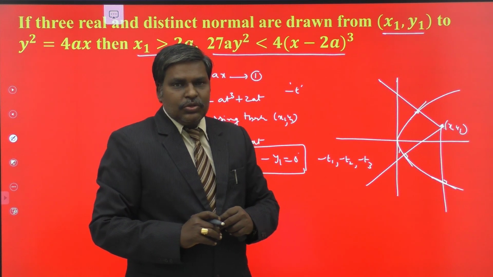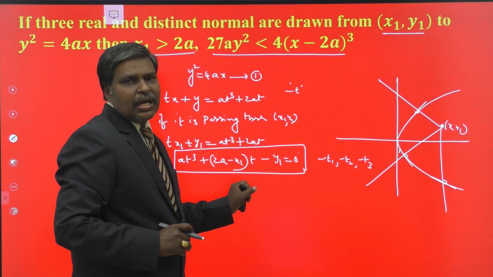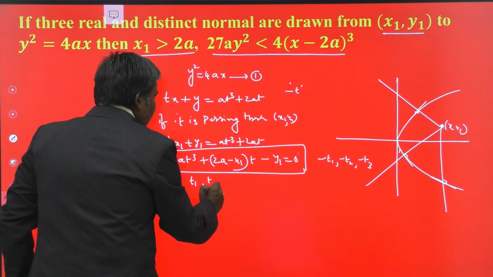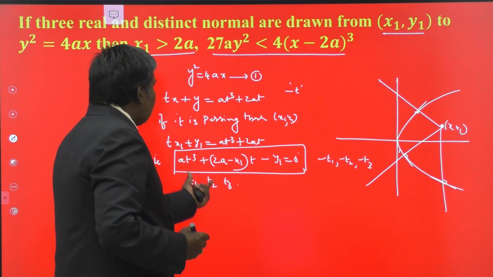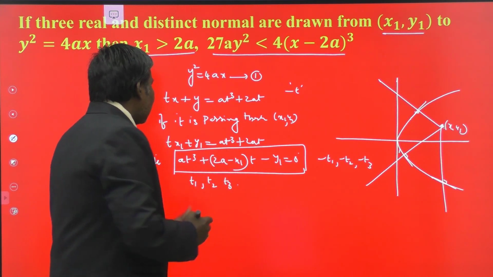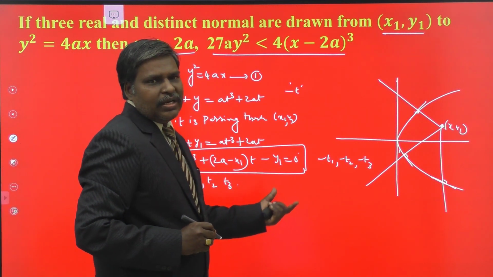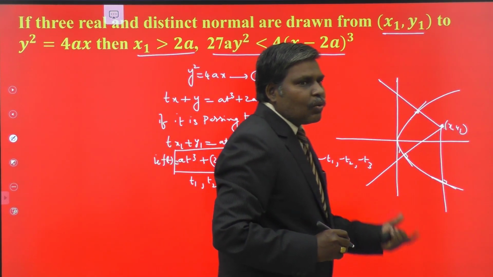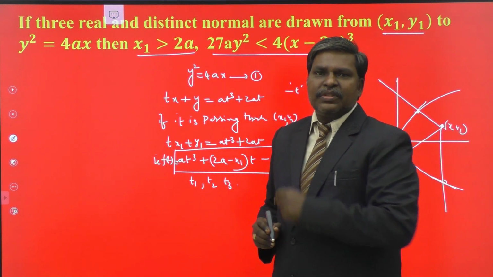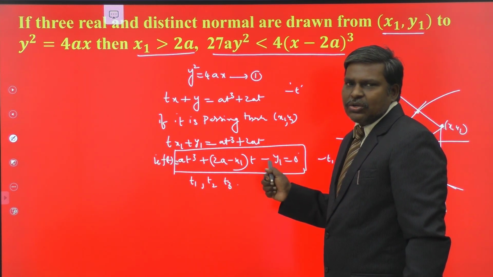So what about the nature of the roots of this equation? These three roots are real and distinct. Suppose the roots of this equation are t1, t2, t3. These roots must be real and distinct. That means if you take this function as f(t), its derivative f′(t) = 0 must have two real and distinct roots. Because it is a cubic equation, it has three real and distinct roots.